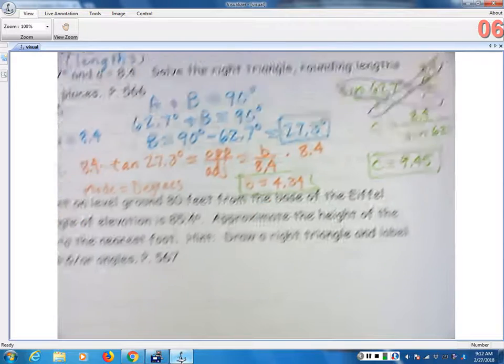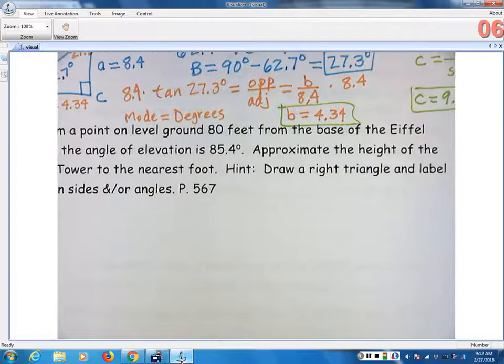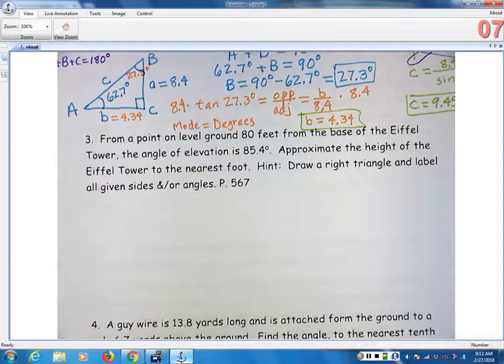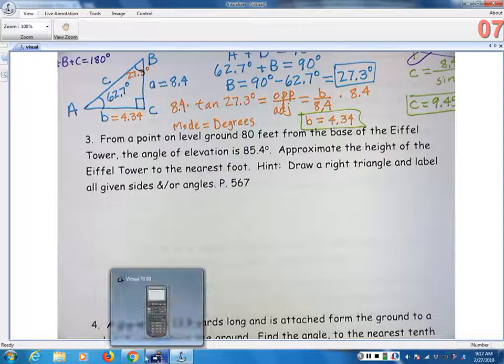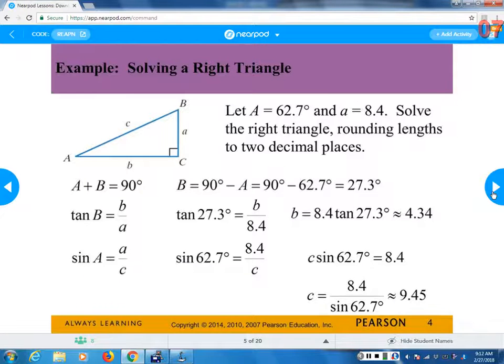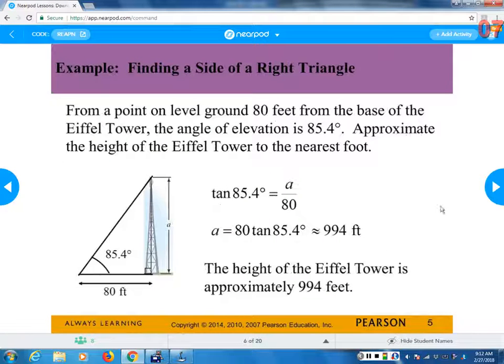Here's another example. Let's go to the Eiffel Tower. I should have a picture of the Eiffel Tower. There's a picture in the slideshow of the Eiffel Tower. Let's see that.